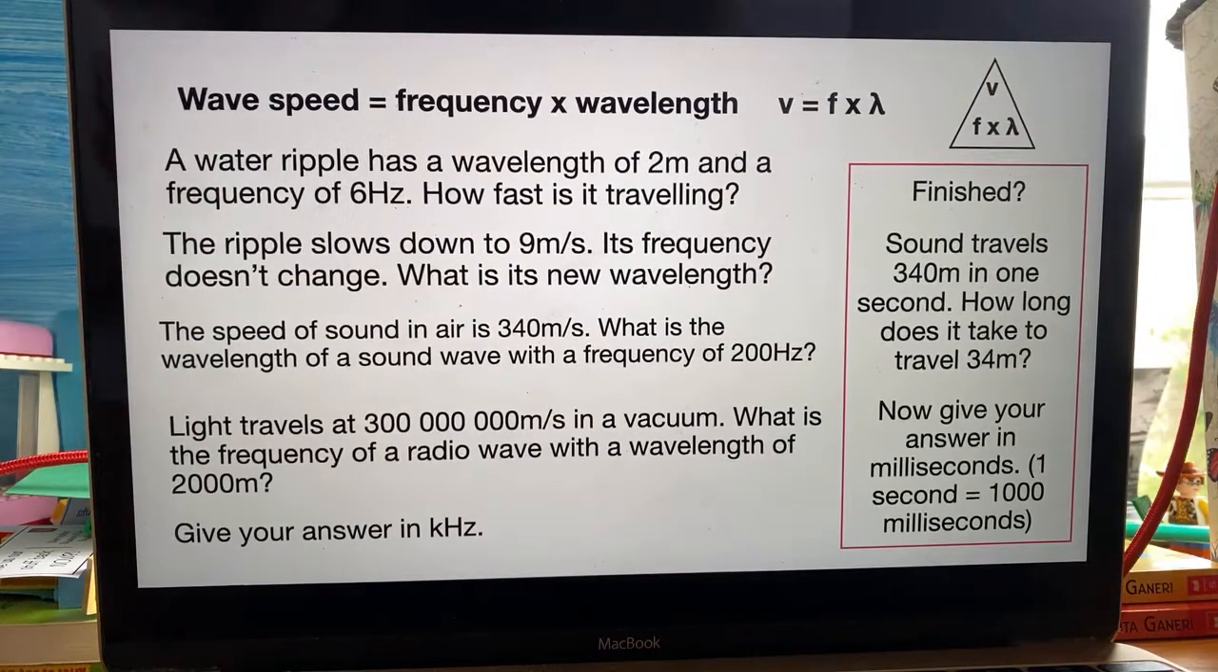The speed of sound in air is 340 meters per second. What is the wavelength of a sound wave with a frequency of 200 hertz? Light travels at 300 million meters per second in a vacuum. What is the frequency of a radio wave with a wavelength of 2,000 meters? And then, can you give me an answer, please, in kilohertz, because we need to practice that kind of thing. And if you've got that finished, sound travels 340 meters in 1 second. How long does it take to travel 34 meters? Now, give your answer in milliseconds.